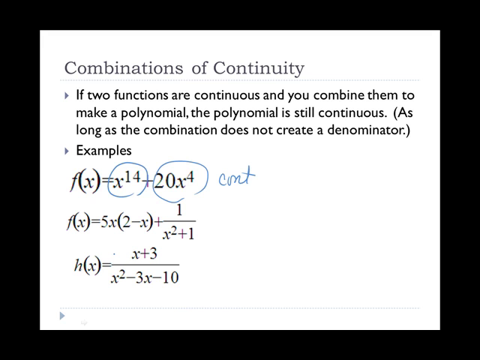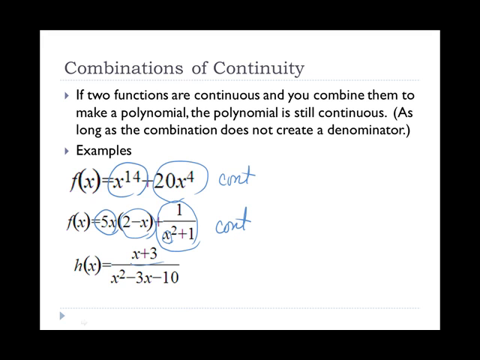However, remember that things like denominators cause problems, so you have to look at them. In the next one, 5x, if you just graphed 5x, that's continuous because that's a line. 2 minus x is continuous. And if you think about x squared plus 1, anything you put in for x is going to get squared, which makes it positive, which means we'll never have a 0 in this denominator, which means this will never cause problems. And since that will never cause problems, it's continuous. All the pieces are continuous, so this is continuous.